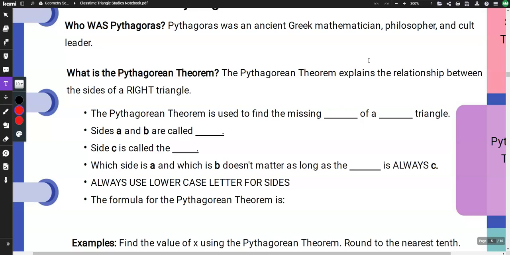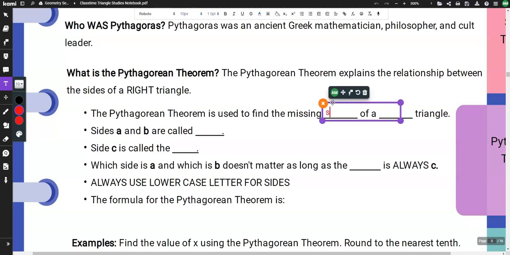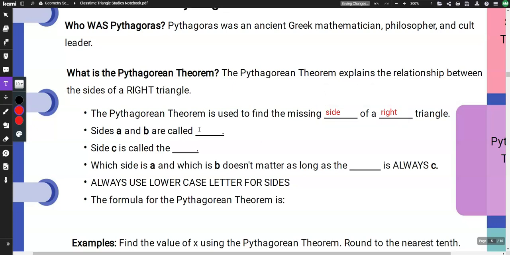What is the Pythagorean theorem? Well, the Pythagorean theorem explains the relationship between the sides of a right triangle. In essence, the sum of the squares of the legs is equal to the square of the hypotenuse. We use the Pythagorean theorem to find a missing side of a right triangle. You can only use it to find one side at a time.